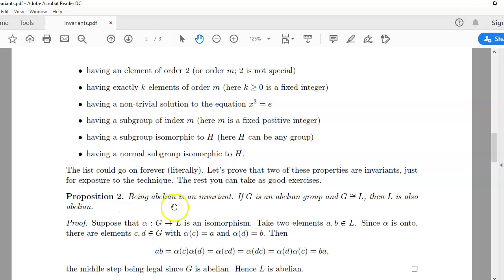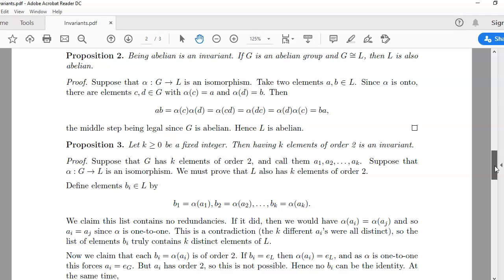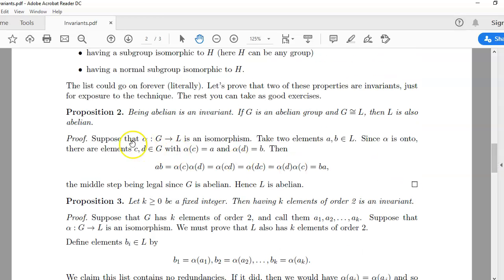Proposition 2 says that being abelian is an invariant of groups. Okay, if G is an abelian group and L happens to be isomorphic to G, then L must also be abelian. There's no escaping it. Let me walk you through the proof line by line. We'll prove another one later on down here in Prop 3, but I'll let you read that proof. I won't go through it. It's straightforward. But let's do Proposition 2's proof together.